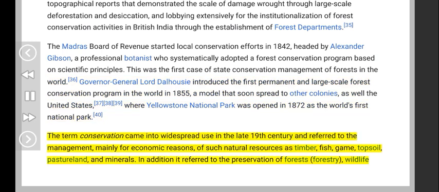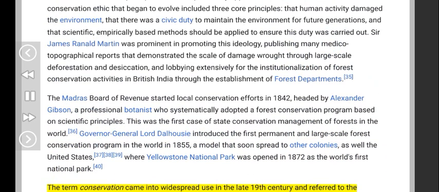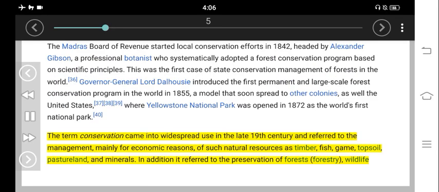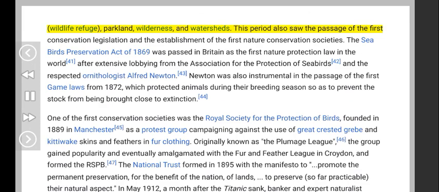The term conservation came into widespread use in the late 19th century and referred to the management, mainly for economic reasons, of such natural resources as timber, fish, game, topsoil, pastureland, and minerals. In addition, it referred to the preservation of forests, forestry, wildlife refuge, parkland, wilderness, and watersheds. This period also saw the passage of the first conservation legislation and the establishment of the first nature conservation societies.